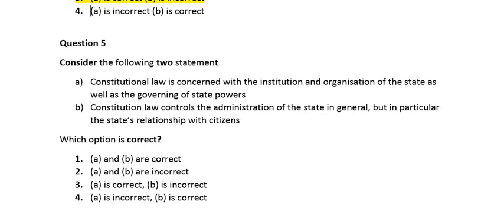Question number 5. Consider the following two statements. A. Constitutional law is concerned with the institution and organization of the state as well as the governing of state powers. B. Constitutional law controls the administration of the state in general, but in particular the state's relationship with citizens. Which option is correct? 1, A and B are correct. 2, A and B are incorrect. 3, A is correct, B is incorrect. 4, A is incorrect, B is correct. So guys, the correct answer here is number 3, which is A is correct and B is incorrect.